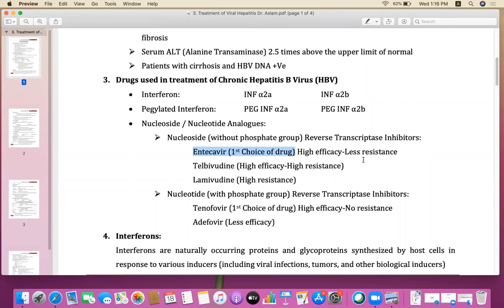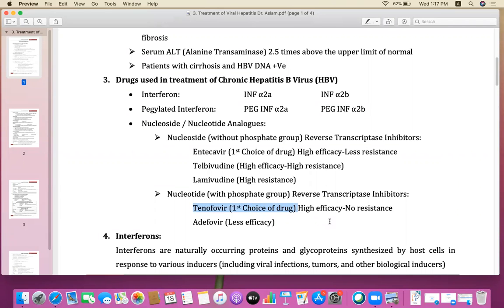Others are telbivudine, which has high efficacy and high resistance. Suppose a patient is taking telbivudine for a long time, and after some time, 1 year, 2 years, there is no response. So telbivudine has more resistance. And lamivudine too. Both telbivudine and lamivudine have high resistance. So which is the most important drug here? Entecavir. The second one is a nucleotide with a phosphate group, a reverse transcriptase inhibitor, and it is tenofovir. It is also a first choice drug because it has high efficacy and no resistance.